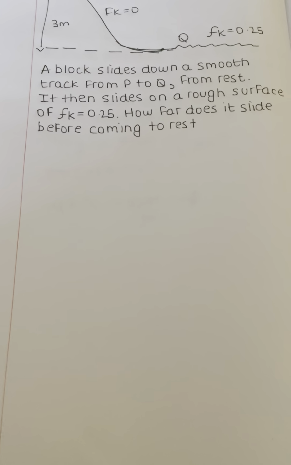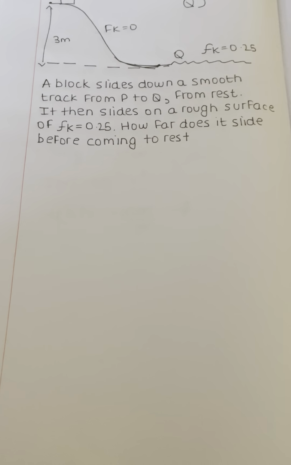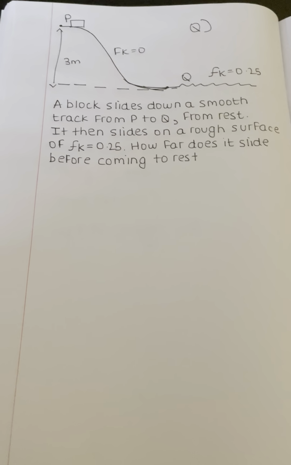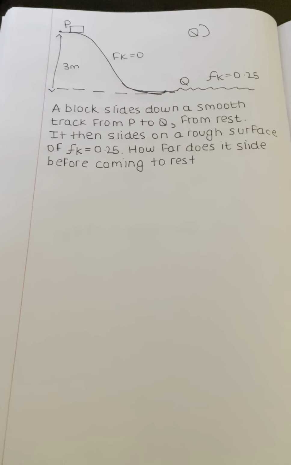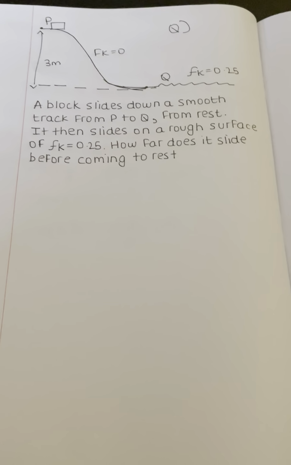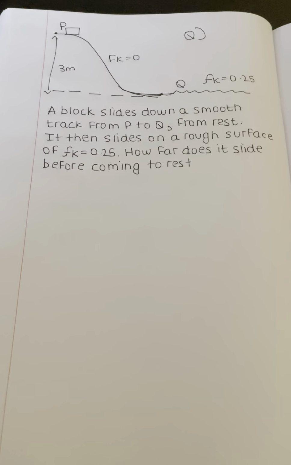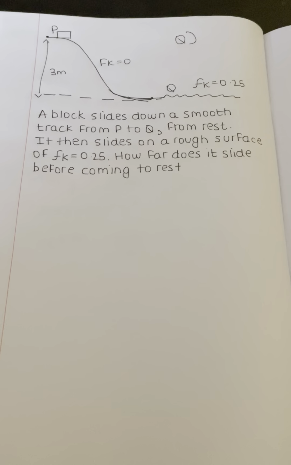So this is basically an AP physics problem based off conservation of energy as well as kinematics. A block slides down a smooth track from P to Q when it's released from rest. It then slides on a rough surface of coefficient of kinetic friction equaling 0.25. How far does it slide before coming to rest?